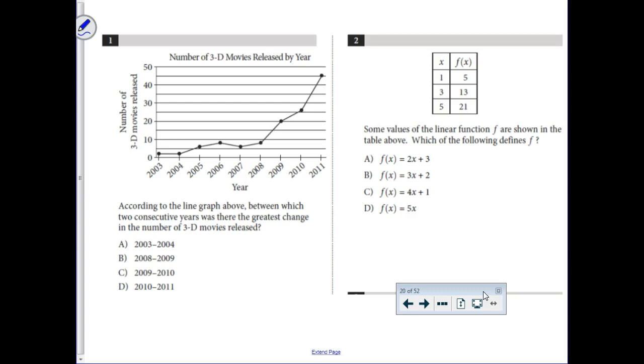According to the line graph, between which 2 consecutive years was the greatest change in the number of 3D movies released? So this is just graph interpretation. And greatest change, we're looking for something with the biggest slope. You see it?